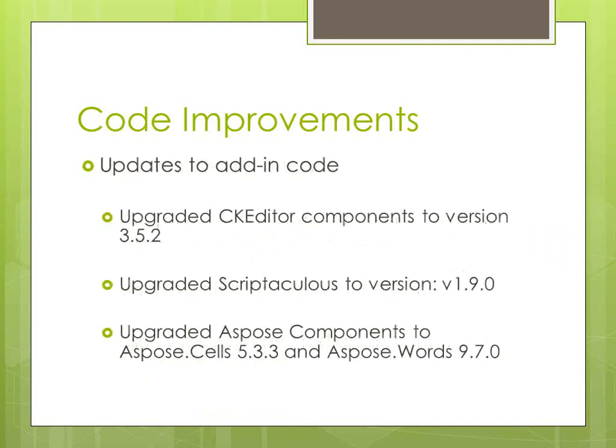With the code improvements, we upgraded the CK editor components to version 3.5.2. It probably has a higher version now that it's been released. Actually, it's pretty easy to drop in later versions, but this is the shipping version. We upgraded Scriptaculous to version 1.9.0 that handled some of the IE9 issues that we started seeing. And we upgraded the ASPOS components to ASPOS cells 5.3.3 and ASPOS words 9.7.0. Of course, if you use the platform and you want to use the ASPOS capabilities, you'd buy the components and register them. They're great components. I highly recommend them.